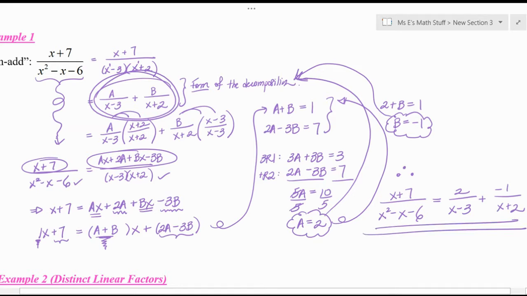There we go, my friends. And that is the method known as partial fraction decomposition.